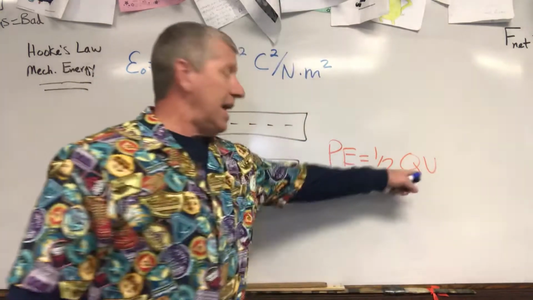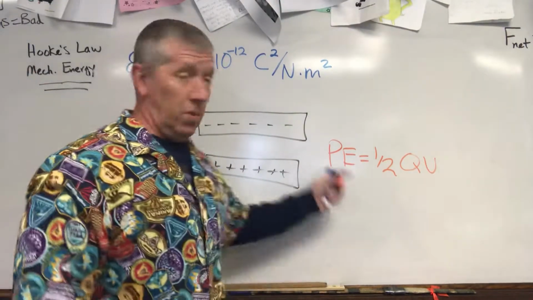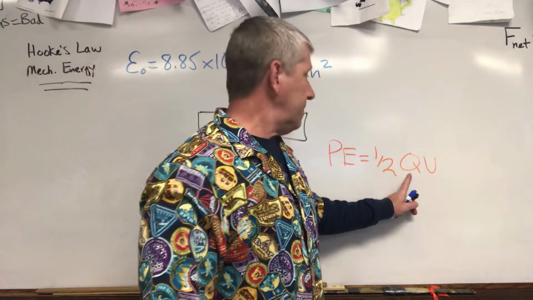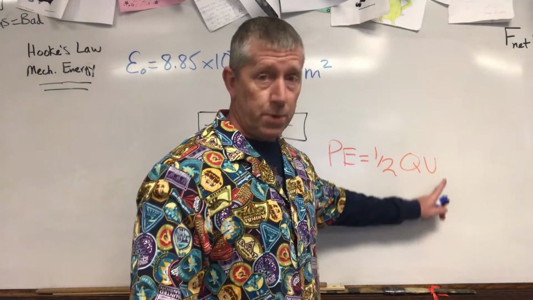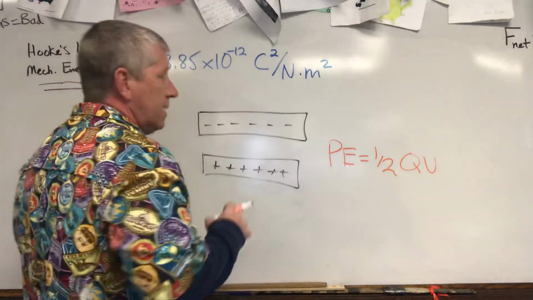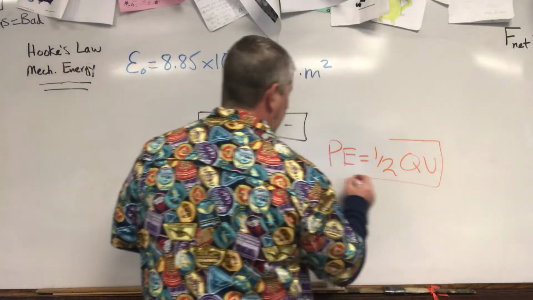If we do a unit analysis on that, you come out with joules, okay? Because this is coulombs, that's a coulomb, and this is joules per coulomb. Coulombs cancel, so it's going to be joules. This is our potential energy of a capacitor equation.